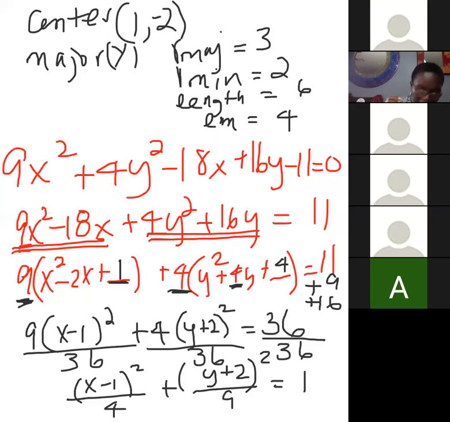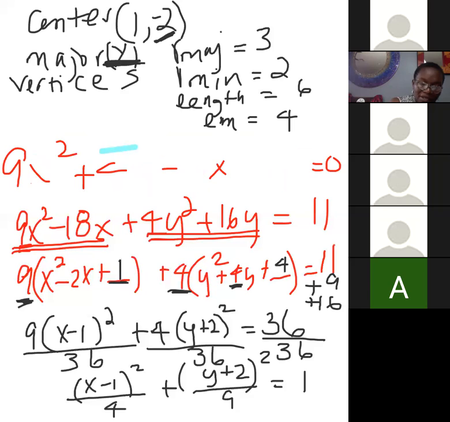And then let's find the location of the vertices. Okay. Now, guys, be careful. We realize that the major axis is y. So this means that when we find the vertices, the y value of the center is going to change to accommodate the vertices. Now, how do we calculate where the vertices are going to be at? Well, we take the square root of the denominator.